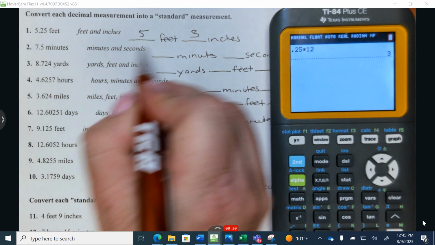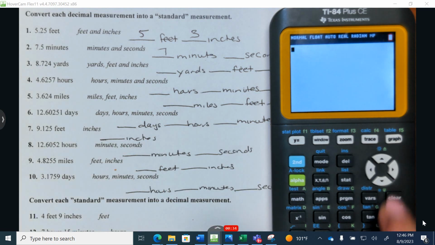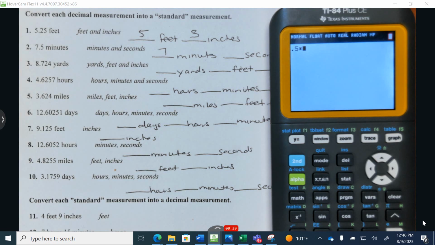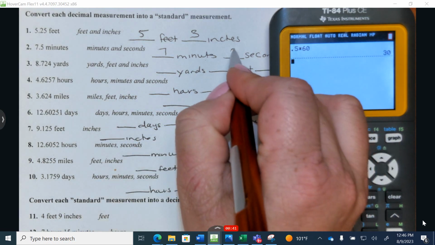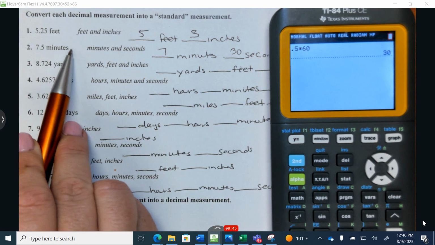7.5 minutes. 7 full minutes, and now I'm going to take 0.5, and I'm asking myself how many seconds are in 1 minute. There are 60 seconds, so 7 minutes, 30 seconds is equivalent to 7.5 minutes.